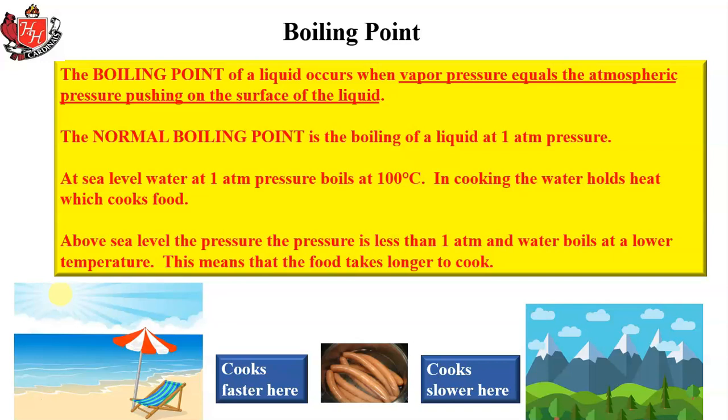In cooking, the water holds heat, which cooks the food. Above sea level, the pressure is less than 1 atmosphere, and the water boils at a lower temperature because there's less air pressure pushing down on the water, and therefore it's easier for the molecules to escape. So it boils at a lower temperature. But what that means is the food takes longer to cook because it can't get as hot. The water takes off before it's gotten as hot as it would have gotten down at sea level. It evaporates, it vaporizes.